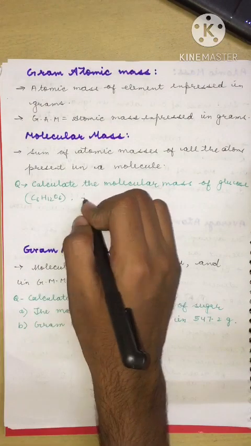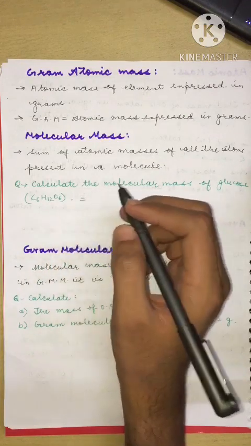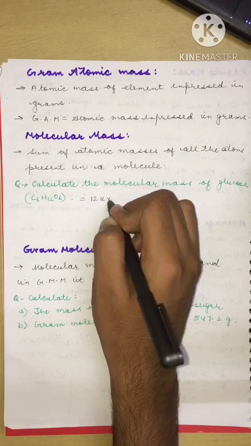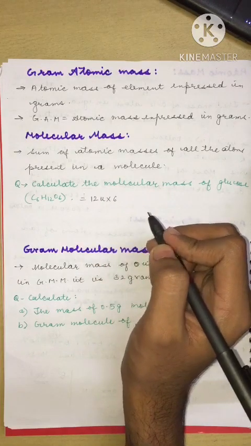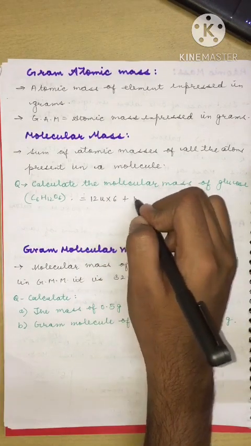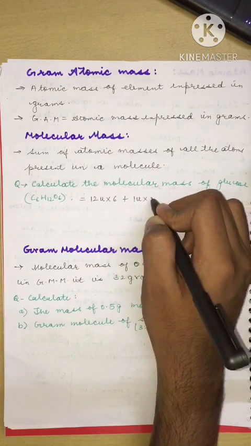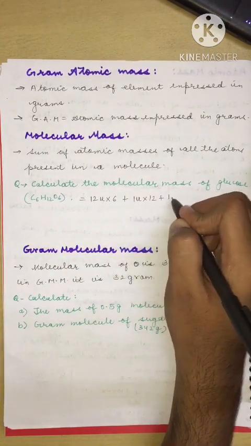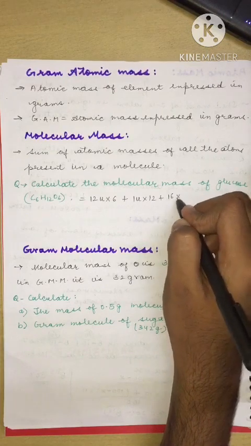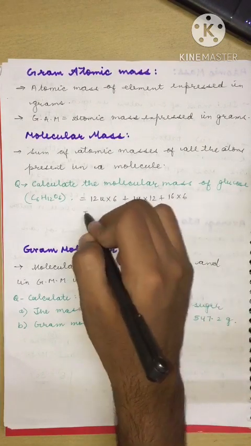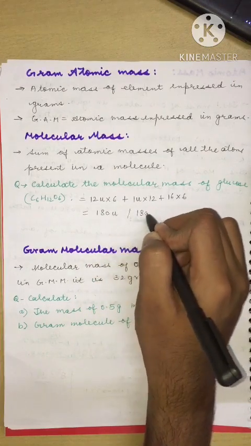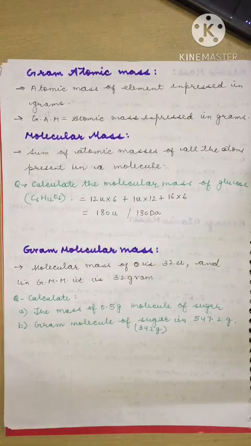Now we'll write here, instead of C, we can write 12, because 12 units is the mass of carbon, multiplied by 6. Similarly 1 unit for hydrogen, multiplied by 12. Similarly for oxygen we have 16 units, multiplied by 6. On solving this we get 180 units, or 180 daltons. This is our molecular mass of glucose.